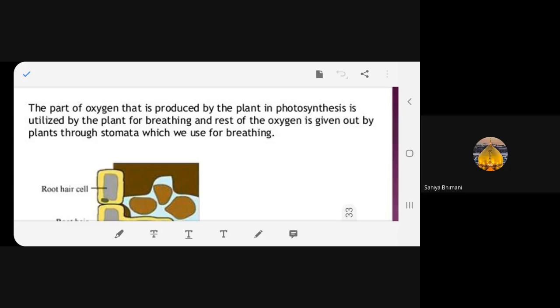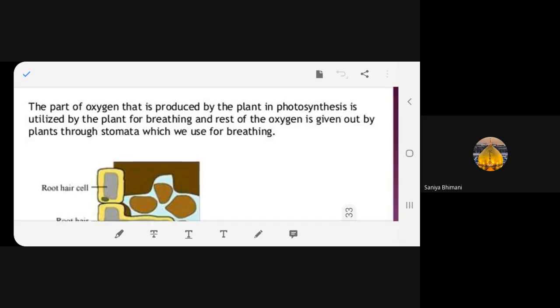Yes, ma'am. During photosynthesis, oxygen is produced. Some of the oxygen is used by the plant for breathing, and the rest of the oxygen is given out by plants. And that oxygen we use for breathing. The oxygen which is let out by plants is used by us humans for breathing. You got my point? So they are taking only a little of the oxygen for their breathing, but giving us maximum oxygen for our breathing. You understood? And what do we do? We cut them.